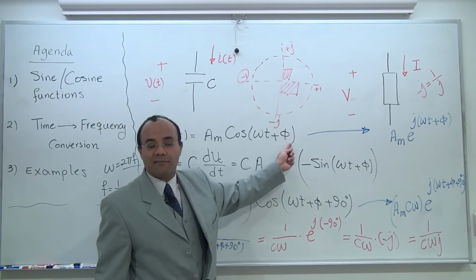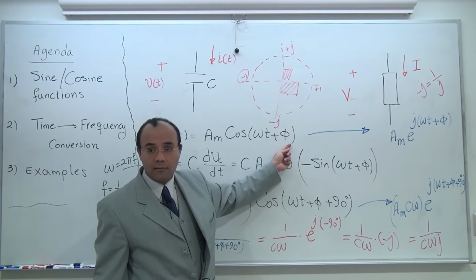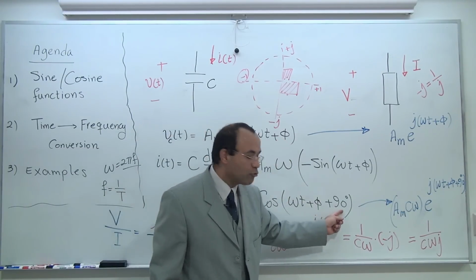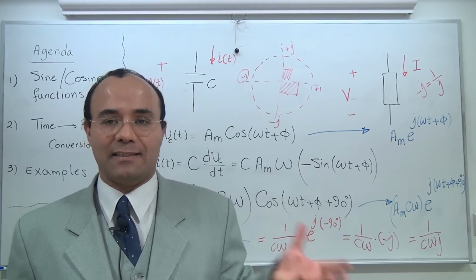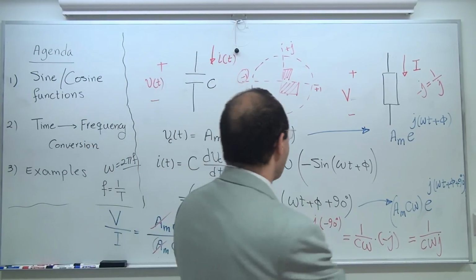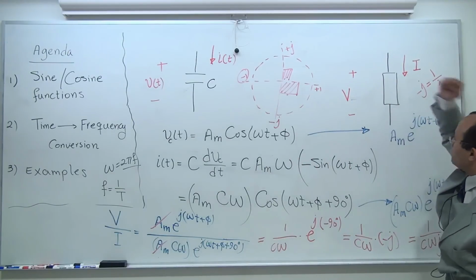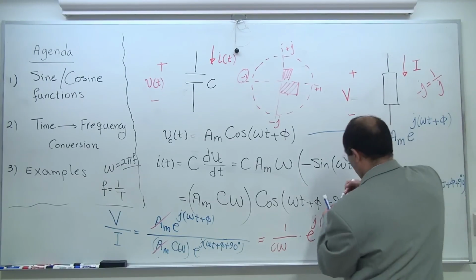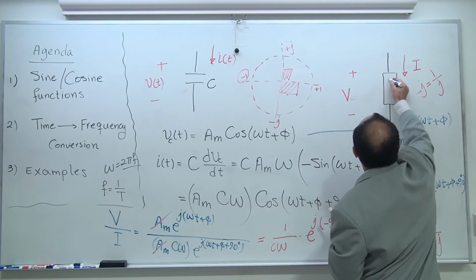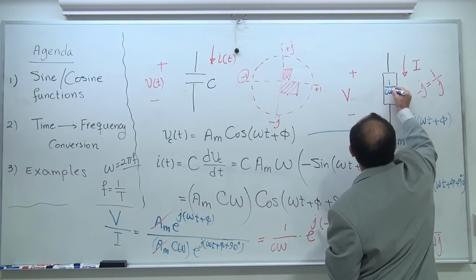Although you are going to have a phi as the initial phase shift, you are going to remedy that by 90 degrees. But in order for us to capture that 90 degrees phase shift, I'm going to capture that and dump it onto the component itself. So instead of just saying this is C, I'm going to say this is 1 over C omega J.